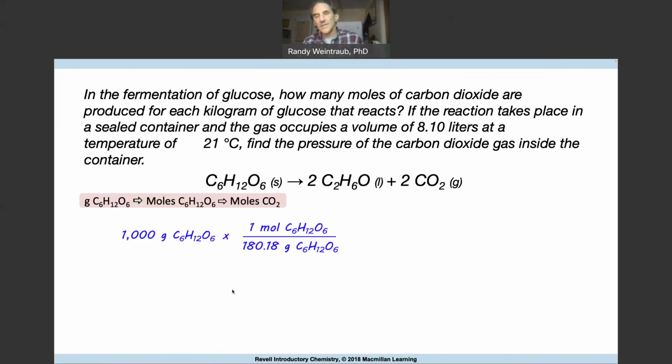So we begin with 1,000 grams of the glucose and use the molecular weight of glucose to convert into moles. And then the stoichiometry of the equation is two moles of CO2 per each mole of glucose. And we do our dimensional analysis, canceling out along the way. We find that there's 11.10 moles of CO2 produced from that amount of glucose.